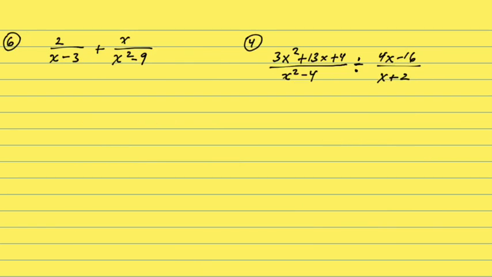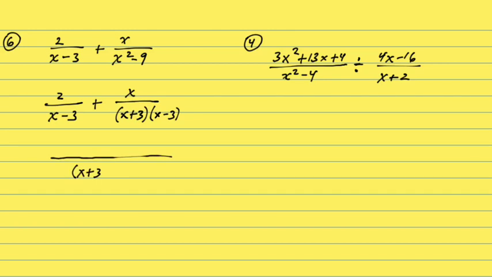And finally, I think I was asked number 6 and number 4 from the quiz. 6 is an addition. You need a common denominator to add or subtract fractions. To do a common denominator, you need to have it factored. So this is going to factor as the difference of squares, x plus 3 times x minus 3. So what's my common denominator? I believe it would be x plus 3 times x minus 3.